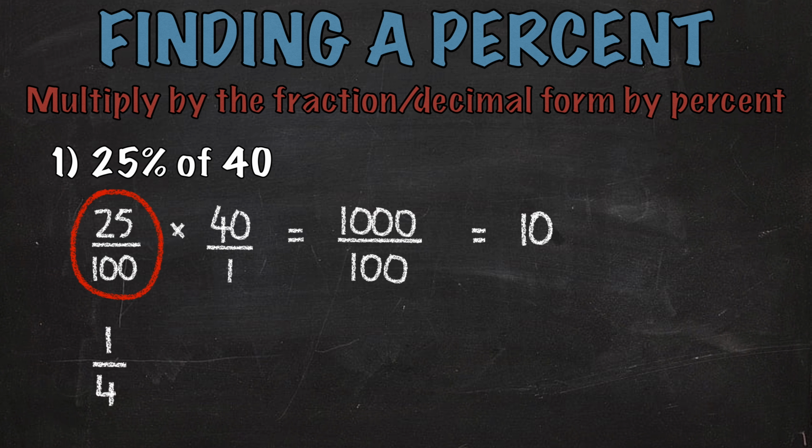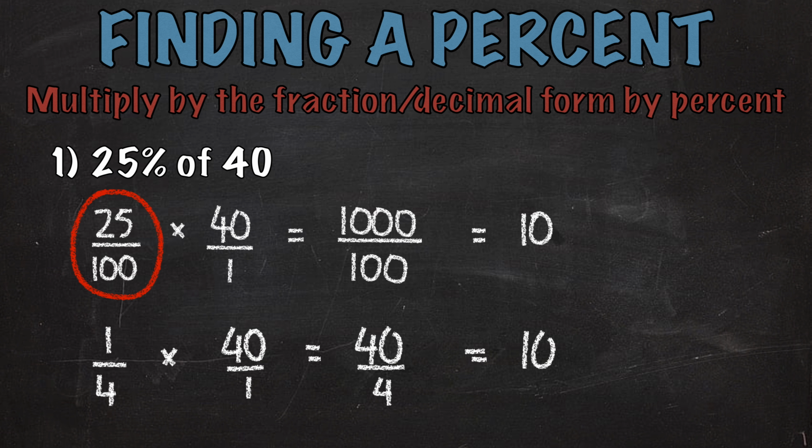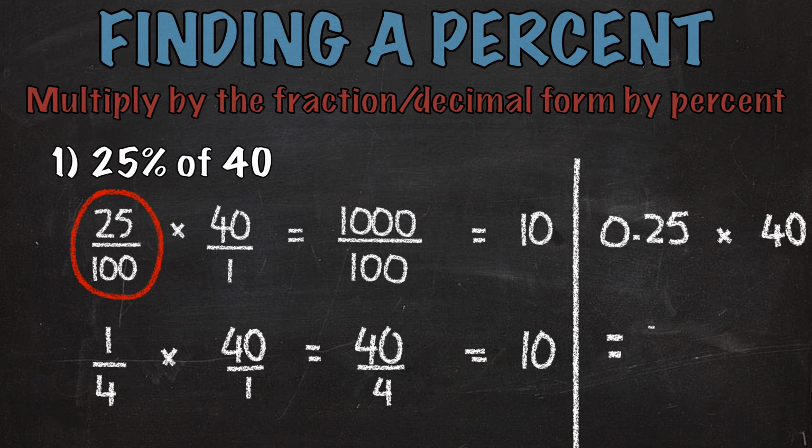So 1 over 4 times 40 over 1 gives us 40 over 4. Now again, this is an improper fraction which we can simplify, so we get an answer of 10. Our answer comes back to the same. However, it is easier to simplify the fractional form of the percent first, as you will be dealing with smaller numbers. Now, if we were to convert this into the decimal form of the percentage, it would be 0.25. Now, whether you do this by a calculator or by hand, when you multiply 0.25 by 40, you will get the same answer of 10.